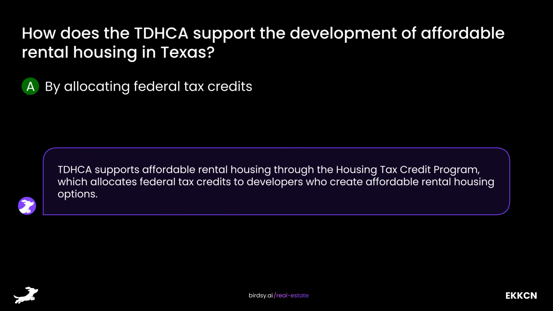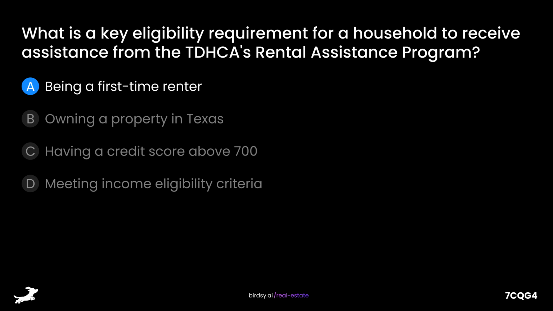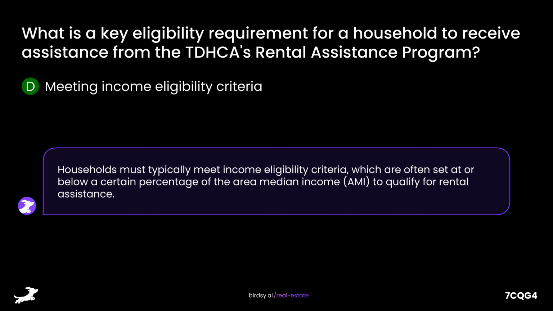What is a key eligibility requirement for a household to receive assistance from the TDHCA's Rental Assistance Program? Is it A, being a first-time renter, B, owning a property in Texas, C, having a credit score above 700, or D, meeting income eligibility criteria? The answer is D, meeting income eligibility criteria. Households must typically meet income eligibility criteria, which are often set at or below a certain percentage of the area median income to qualify for rental assistance.